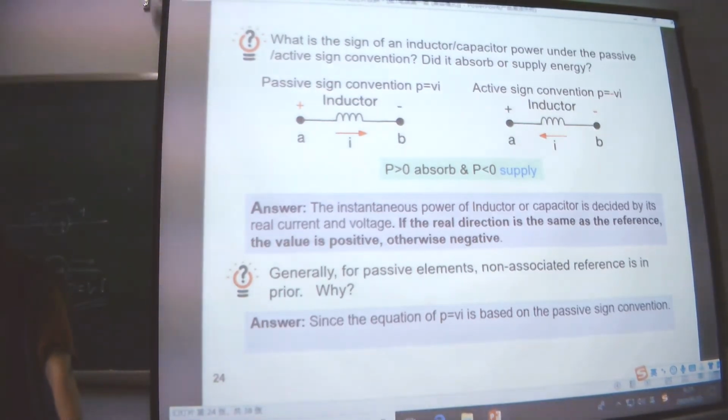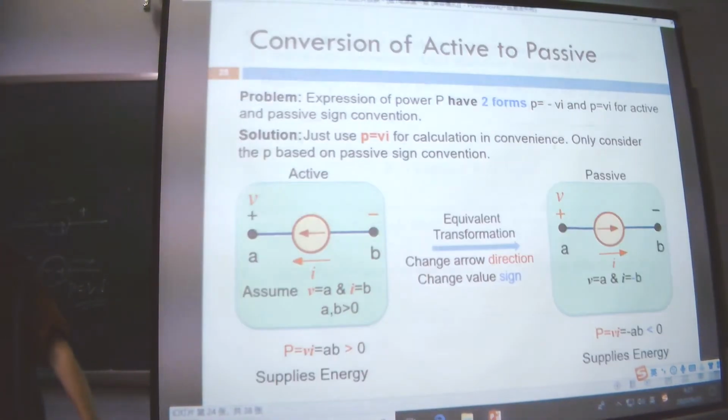So here is another question. Generally, for passive elements, non-associated reference is in prior. Why? Convention of active to passive. From this page, I explain why we use P equals VI. Here, we see the expression of power P has two forms, P equals minus VI and P equals VI. And here, we just use P equals VI for calculation.